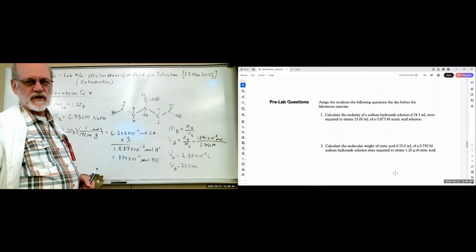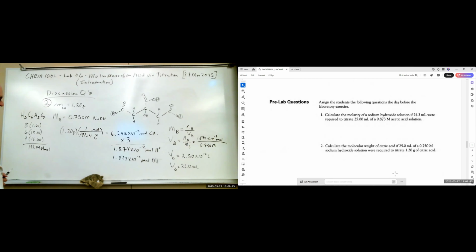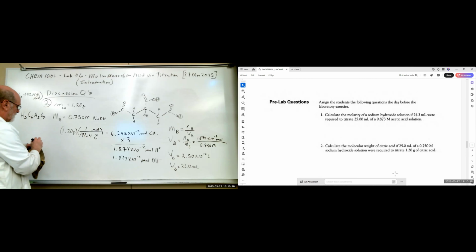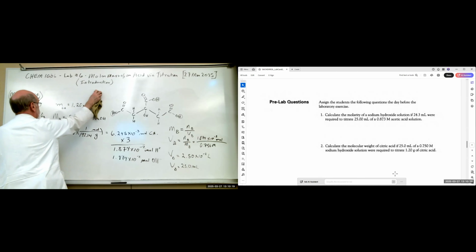Okay, those were the discussion questions. Now we've got pre-lab questions, where we just kind of flip things around. Let me write this up here. The accepted molecular weight of citric acid is 192.14 grams per mole. That's the accepted value. So we're going to have to calculate it again. I'll leave the formula up there in case we need it. This is going to be pre-lab questions.